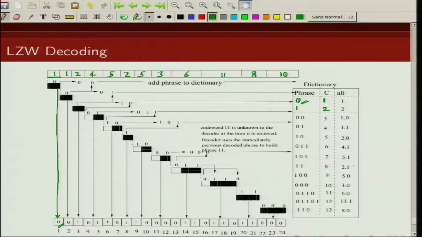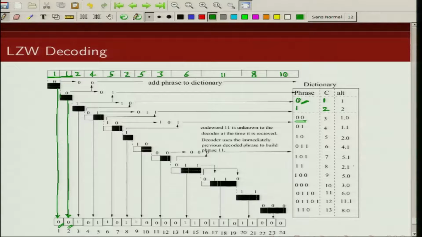Next, I decode this. The next encoded sequence I received is 1. What is 1? 1 again corresponds to phrase 0. So this is phrase 0. Now what do I need to do? The first bit of this new decoded phrase is my innovation symbol. So I need to add to this the innovation symbol. So I am going to add 0 0.